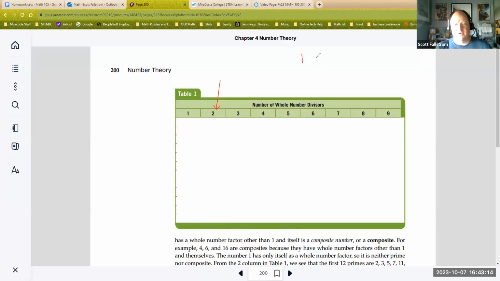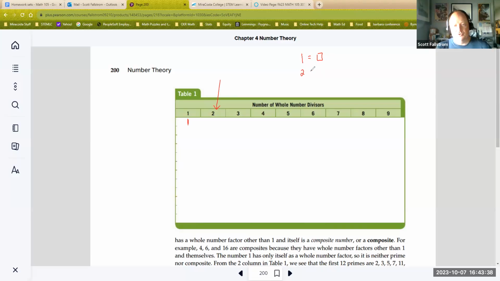So the number 1, for example, if I was writing it out box-wise, it would simply be a single box because the only way to write 1 is with 1 times 1. So when it says the number of divisors, even though it's 1 times 1, that does not have 2 distinct divisors. There's only 1 divisor there. Okay, so the number 1 is in column number 1.